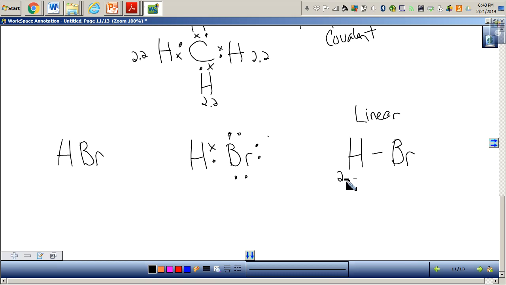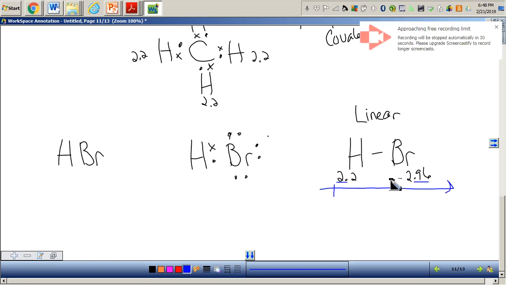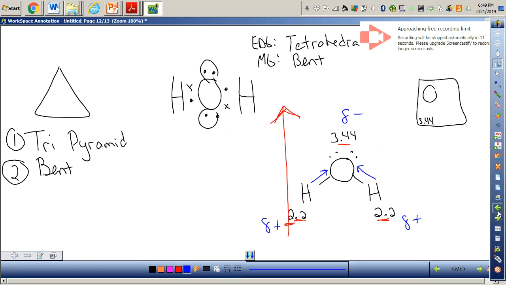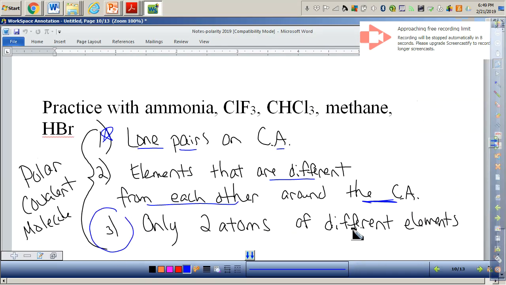So if we put our numbers in, hydrogen's 2.2, Br is 2.96. Do we have one side of the molecule with higher numbers than the other? Sure. Bromine is higher than hydrogen, so we can draw a dipole moment. What's another way to know this is polar? This was criteria 3. Only 2 atoms of different elements. If we look at our criteria, only 2 atoms of different elements, that's why HBr is polar.